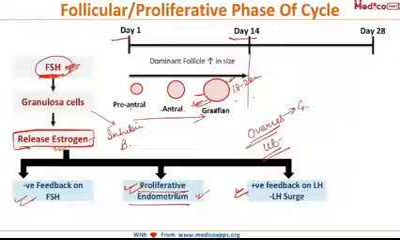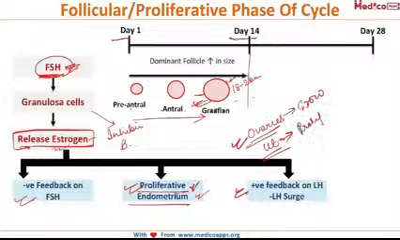Now, please try to understand these hormonal interactions, because once you understand, you will be able to answer many questions that come from these chapters. So, you see here, in the ovaries, the growth of the follicles is occurring, and along with this, in the uterus, the proliferation of the endometrium is occurring. So, the proliferative phase of the endometrium.